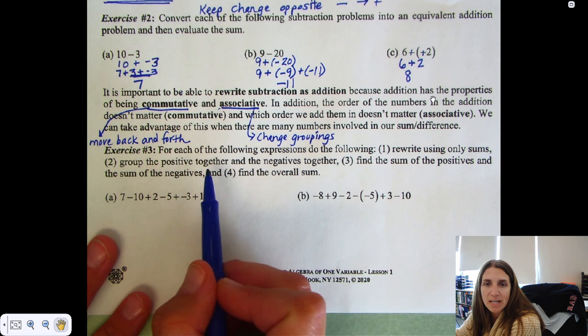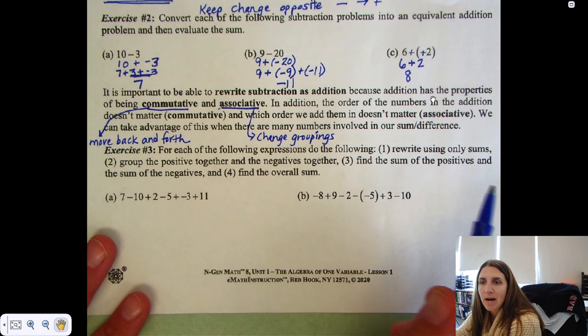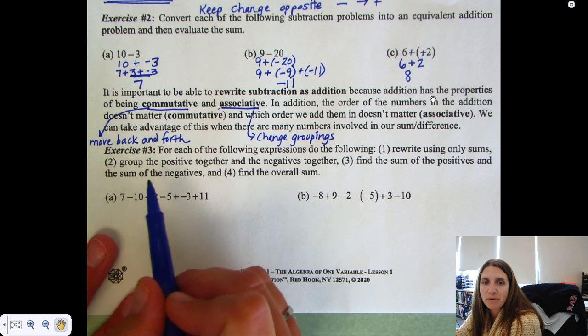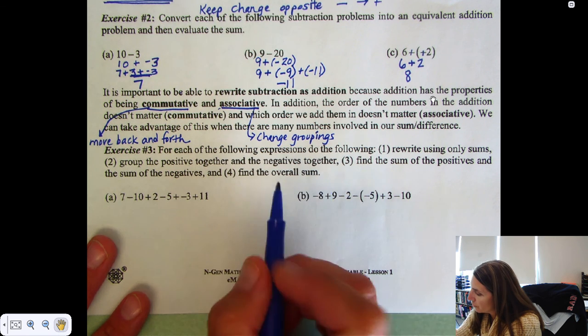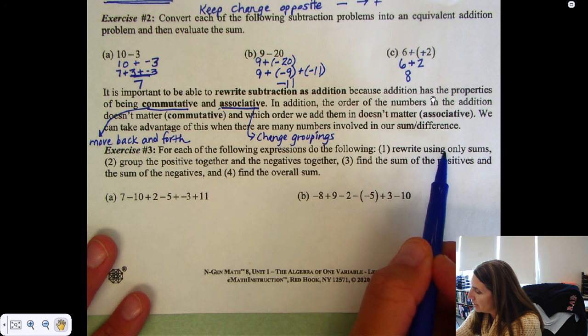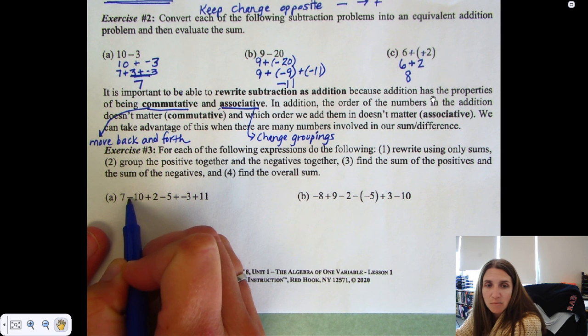Group the positives together and the negatives together. Find the sum of the positives and the sum of the negatives, and then find the overall sum. So first I have to rewrite only using sums. That means every time I see a subtraction, I change it to an addition.